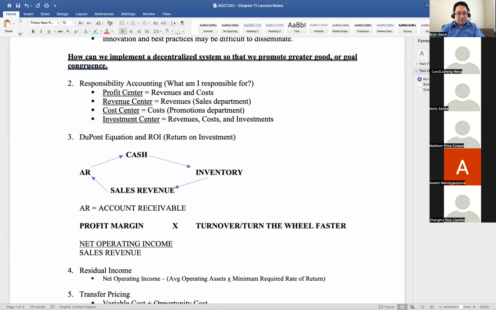And then turnover. Turnover is how fast you turn the wheel. So how fast you turn the wheel, that's formula 2. That is sales revenue over average operating assets.